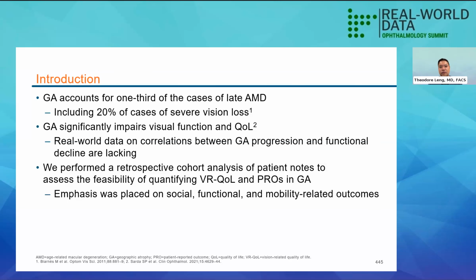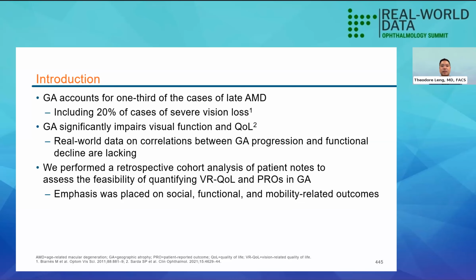Geographic atrophy accounts for 20% of eyes with severe vision loss and macular degeneration. However, real-world data and correlations between GA progression and functional decline are lacking. So to address this gap, we performed a retrospective cohort analysis of patient notes to assess the feasibility of quantifying vision-related quality of life and patient-reported outcomes in geographic atrophy.